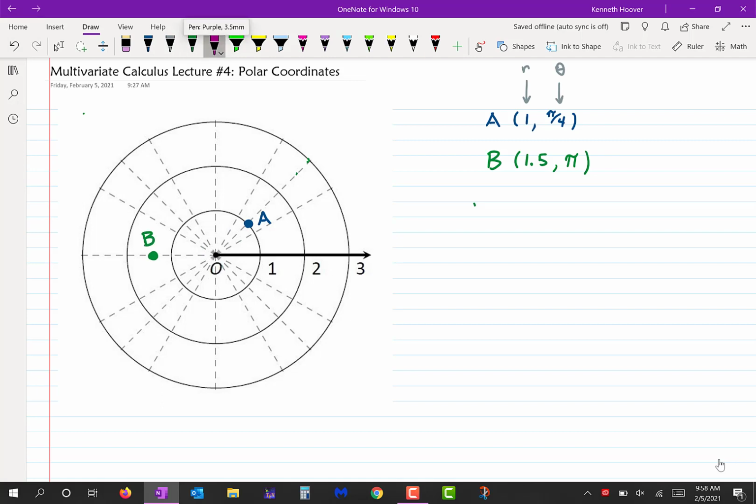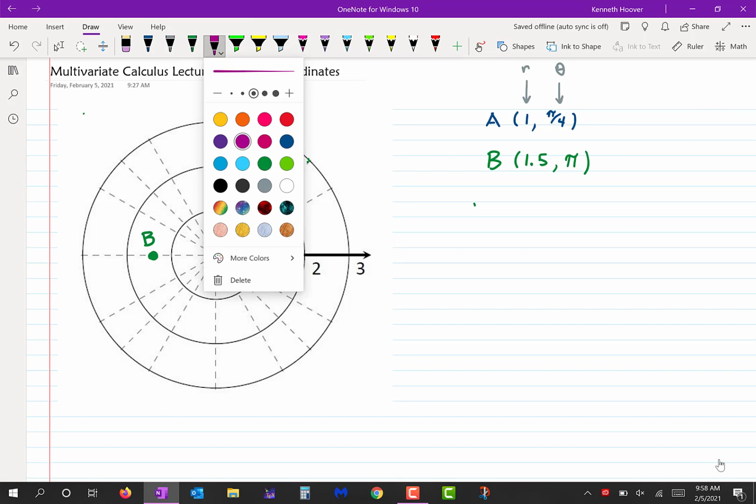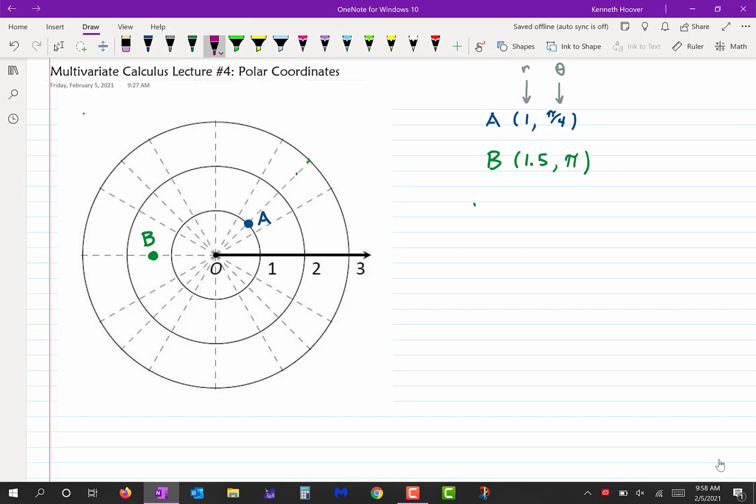Okay. Let's do the point 2, comma, negative pi over 3. We'll call that point C. Okay, so my angle is negative pi over 3. This time I'm going to go clockwise, not counterclockwise. Okay, an angle of pi over 3 rather. Negative pi over 3. Got to get it right. Okay, and then I'm going to go out a radial distance of 2. And that's where my point will be.